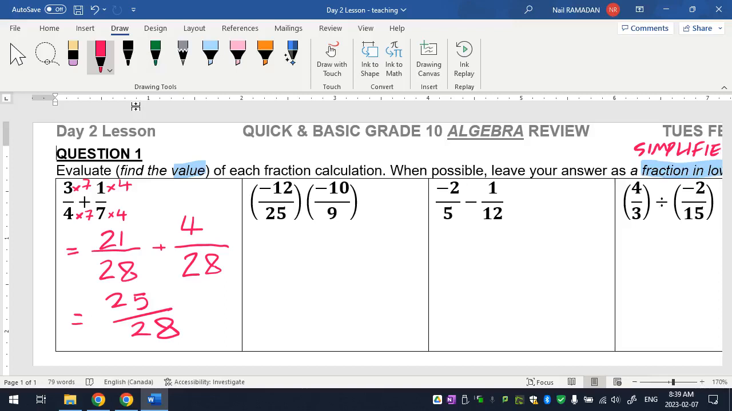Think about it. 5, 10, 15, 20, 25. They all divide 5 or 0. What else divides 25 as well? The biggest number that 25 divides is 25 itself. Every number divides itself.